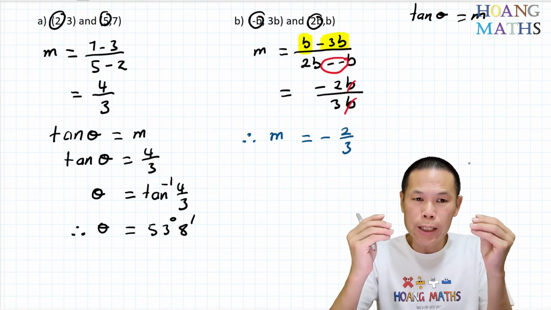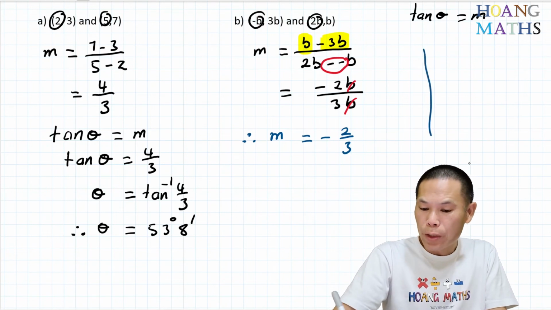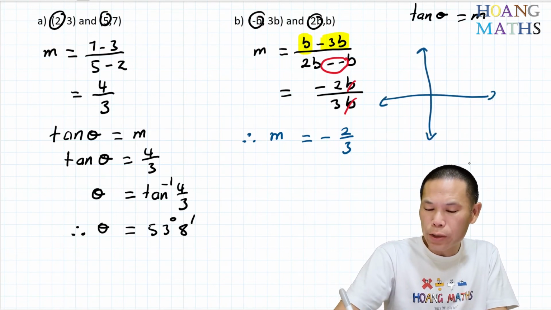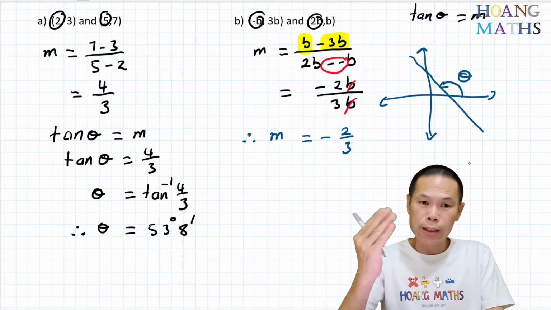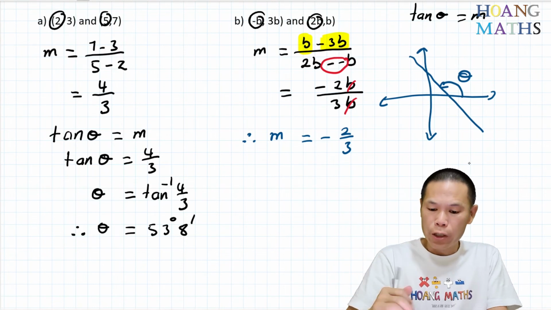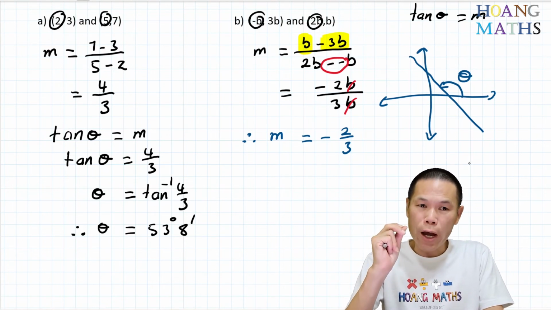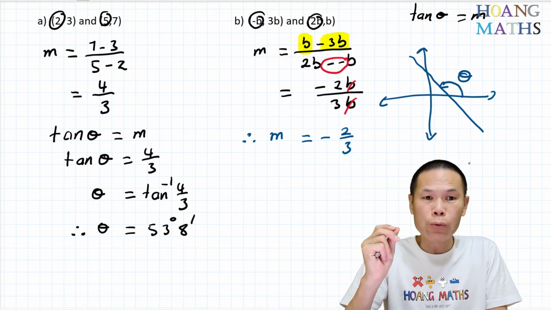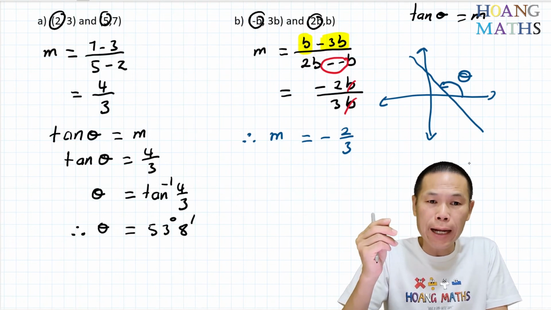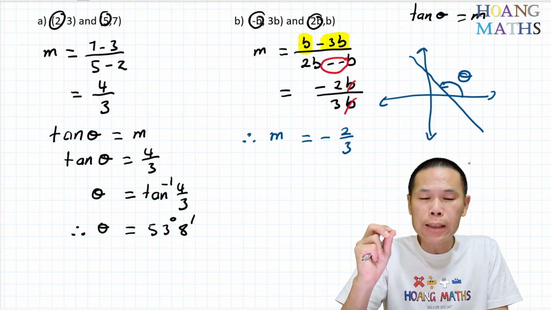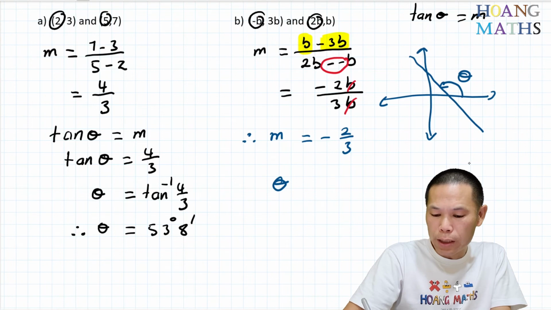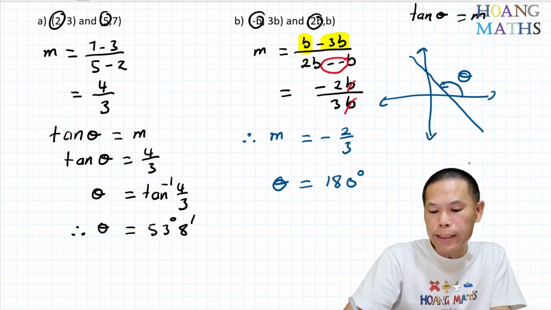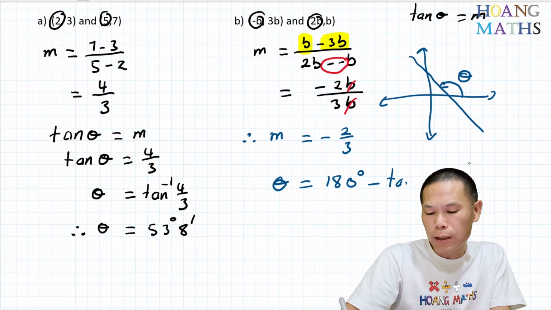We know that the gradient is negative, so the line is going something like that. The angle should be obtuse, greater than 90 degrees and less than 180. To work this out, we find inverse tan of 2 over 3, ignore the sign, and the angle of inclination is 180 minus the answer. Keep that in mind. Let me write this down: theta is equal to 180 degrees minus inverse tan of 2/3.